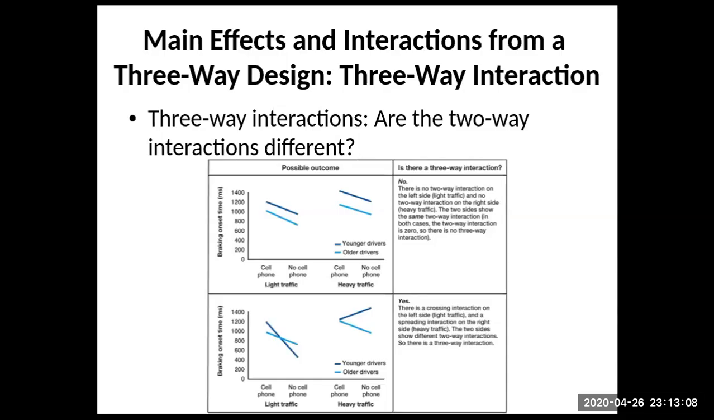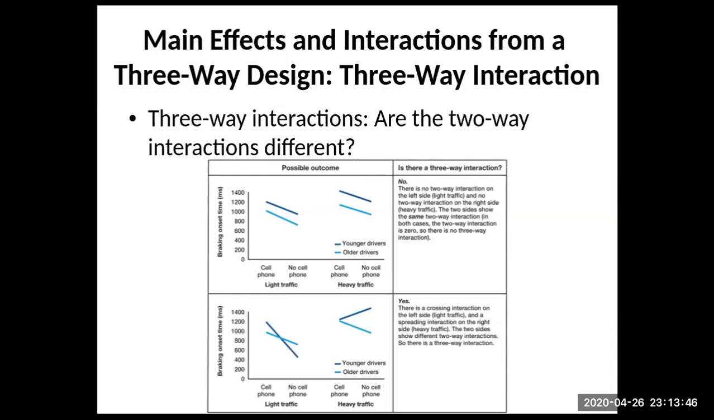So we would say there is not a three-way interaction. Let's read the explanation. There is no two-way interaction on the left side in light traffic and no two-way interaction on the right side in heavy traffic. The two sides show the same two-way interaction. In both cases, the two-way interaction is 0, so there's no three-way interaction. Would there be a three-way interaction here? We have one crossover interaction on the left and a spreading interaction on the right. The answer is yes. So why would this show a three-way interaction? Because the two interactions look different from one another.